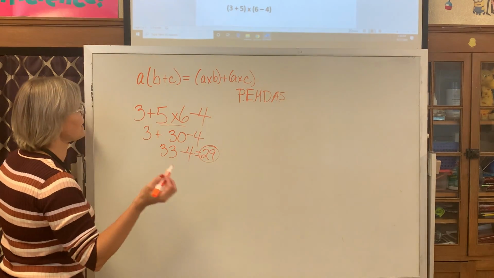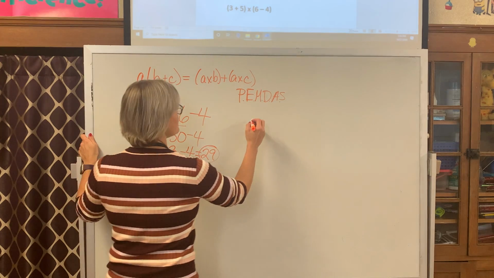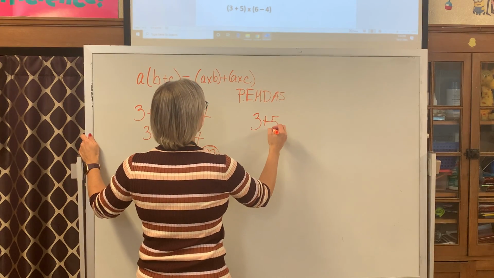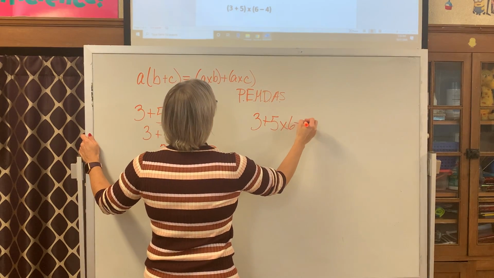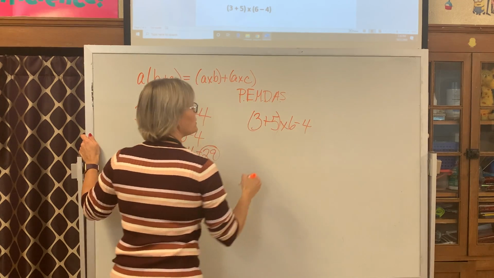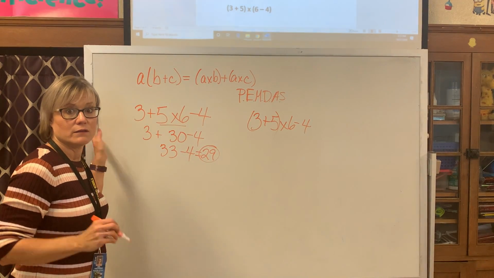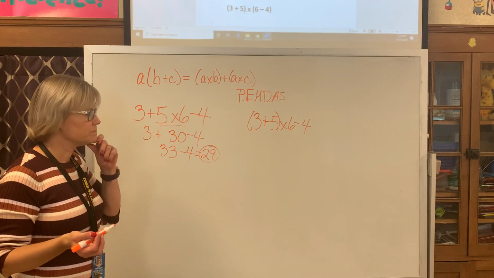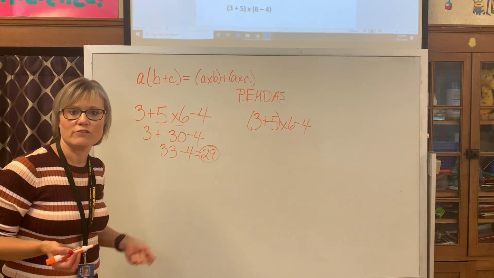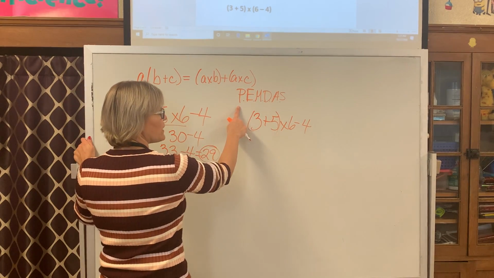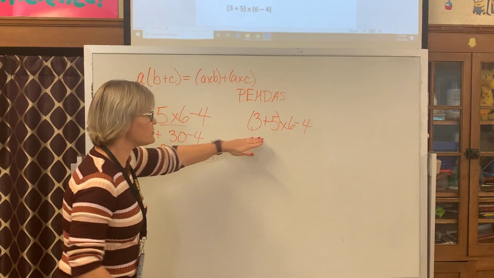All right, so now I'm going to use the same numbers. I'm going to go ahead and say 3 plus 5 times 6 minus 4, but this time I'm going to put parentheses there. Is it going to change anything? Well, let's solve it and find out. Okay, so first of all, I have to do the parentheses. So I have to do this first.